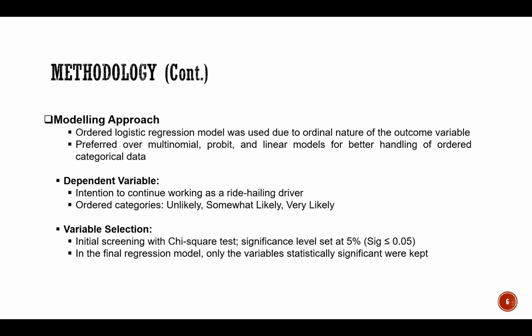Our dependent variable was drivers' stated likelihood of continuing in the profession, categorized as unlikely, somewhat likely, and very likely. Drivers who are sure that they do not want to stay in the sector responded unlikely; those who are not sure currently, but there is a probability they will continue, responded somewhat likely; and drivers who were sure they will continue in this sector in the future responded very likely. For the independent variables, we first conducted a chi-square test with a significance threshold of 0.05 to screen for relevant factors, and only variables that were statistically significant were retained in the final regression model.